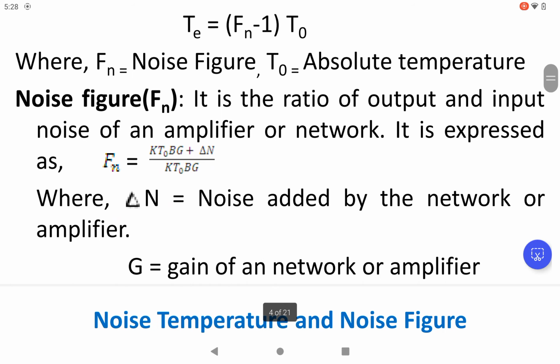We see the basic definition and expression of a noise figure. It is the ratio of output noise to input noise of an amplifier or network. It is generally expressed as Fn equal to (K T0 B G plus delta n) divided by K T0 B G, where delta n is the noise added by the network or amplifier. G is the gain of the network or amplifier.